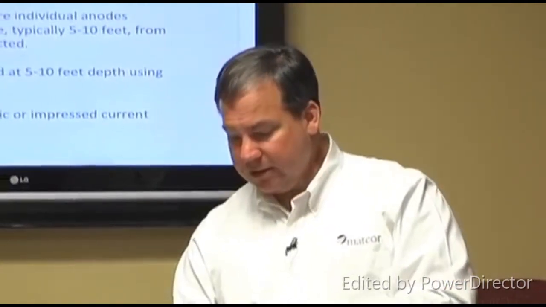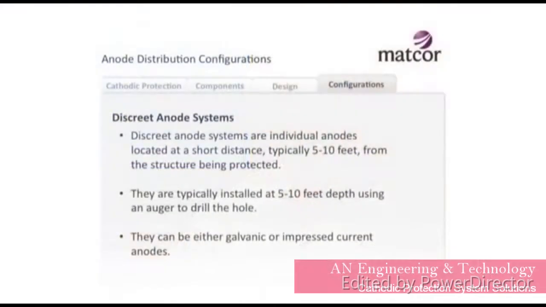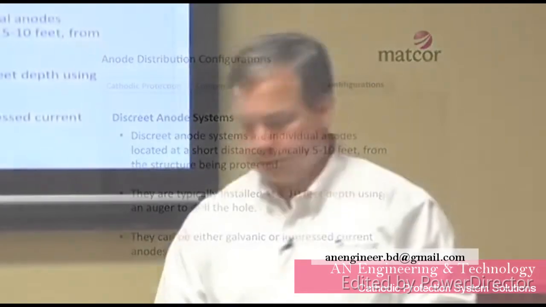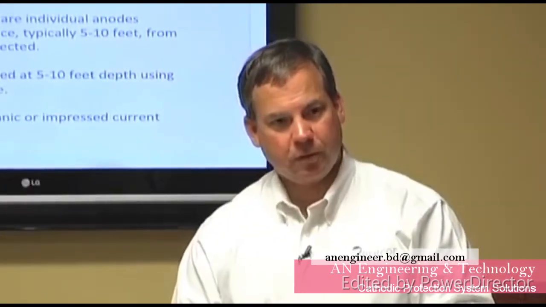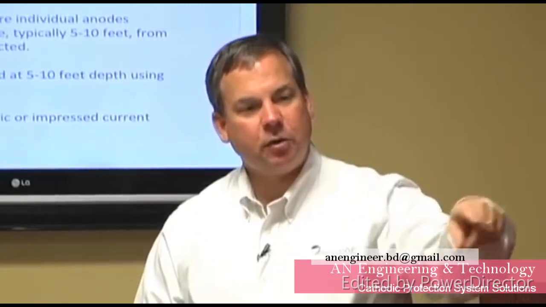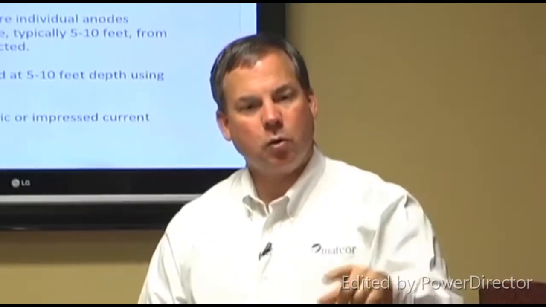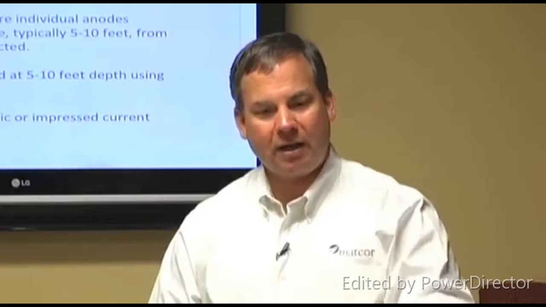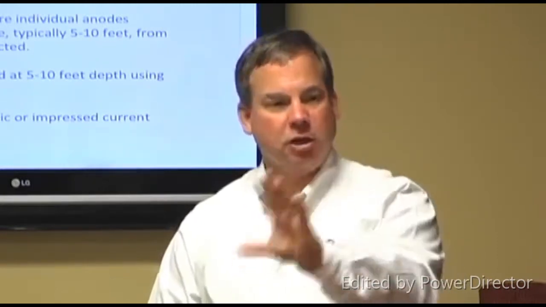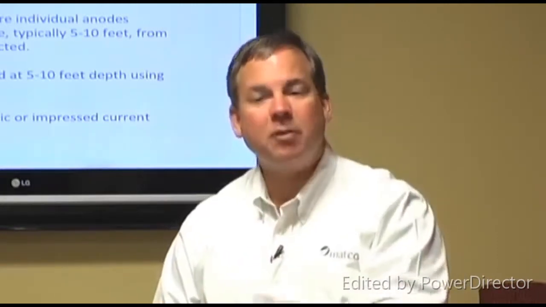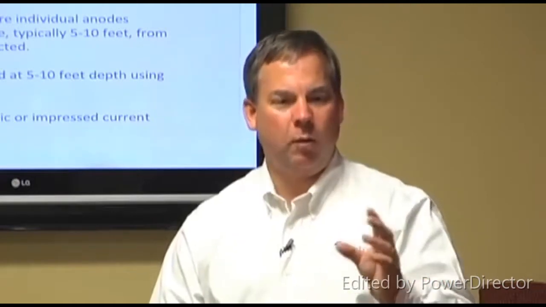Typically they're put in at 5 to 10 foot depth. So you can take an auger, drill a hole 5 or 10 foot deep, drop the anode in the hole, go on some distance away, put another one in, and another one, until you've got enough of them to protect the structure. Now, do those all connect to each other? You can connect them all together in one string to one rectifier, or you can connect them to a junction box and power the junction box from that rectifier. But ultimately, they would all get connected to one or more rectifiers.